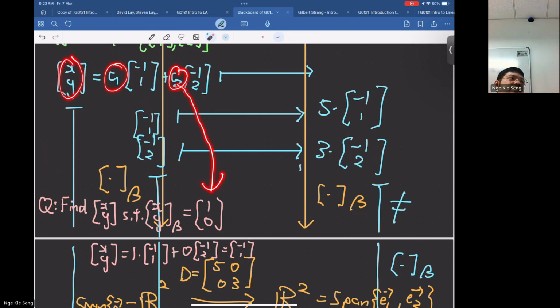Does it make sense? No question? Any more questions?